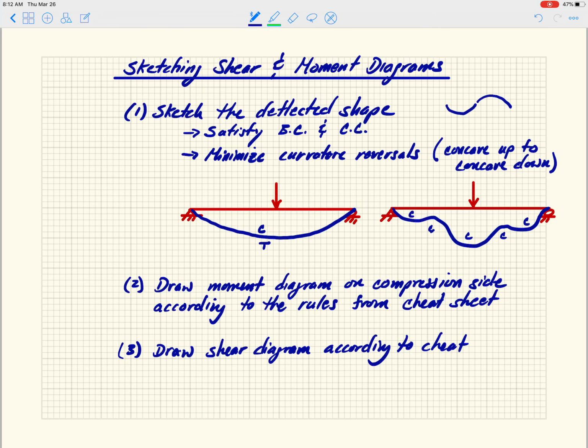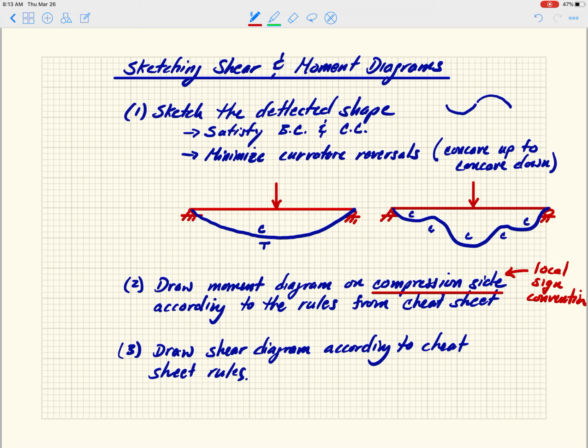According to the cheat sheet rules as well. And this guy here, maybe I will try to underline it, right? So on the compression side, that is our local sign convention, right? So this is the local sign convention.